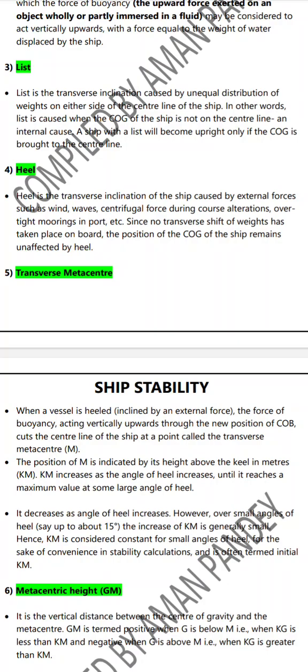List is the transverse inclination caused by unequal distribution of weight on either side of the center line of the ship. In other words, list is caused by the shift of weight, when the center of gravity of the ship is not on the center line. The list will become upright only if the CG is brought back to the center line. Okay.